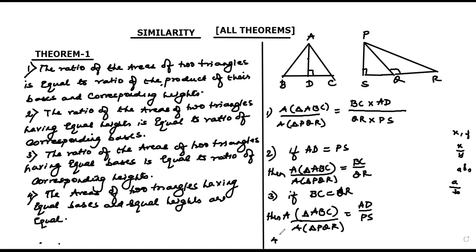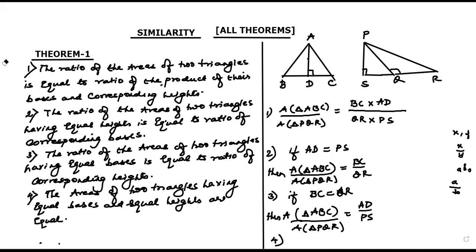And the fourth property: suppose the bases are equal. BC and QR are equal, so BC and QR get cancelled. AD and PS, the heights, are equal, so AD and PS get cancelled. Bases get cancelled, heights get cancelled. That means on the right hand side, you have 1 upon 1. But directly cross multiply, what will happen? Area of triangle ABC is equal to area of triangle PQR.